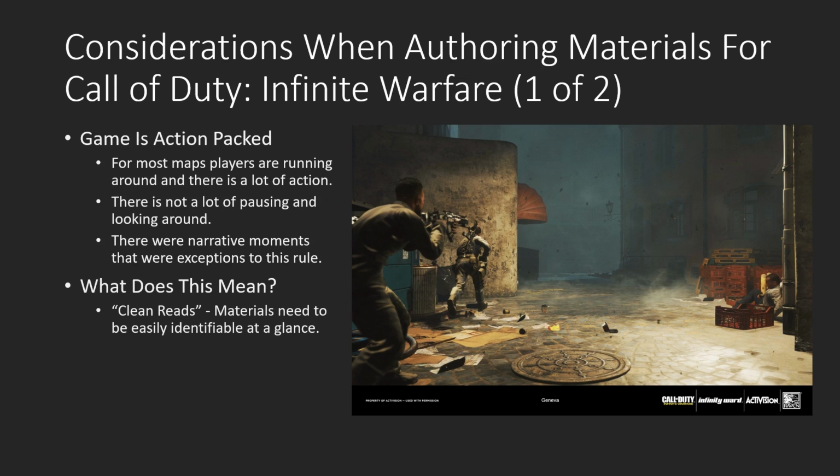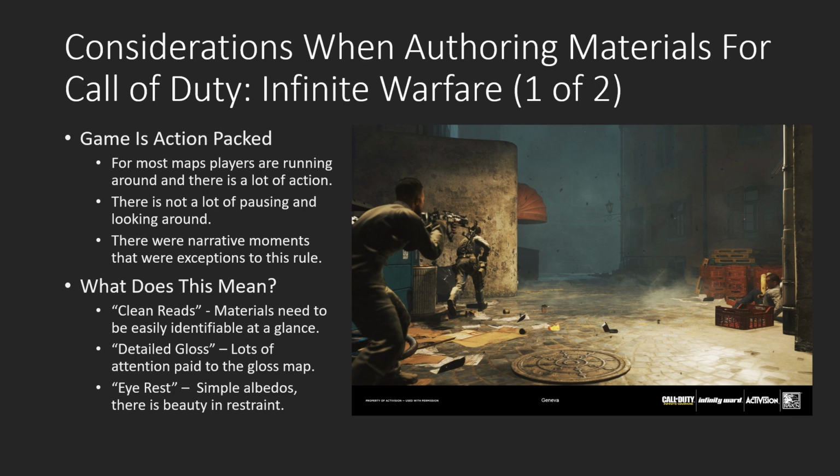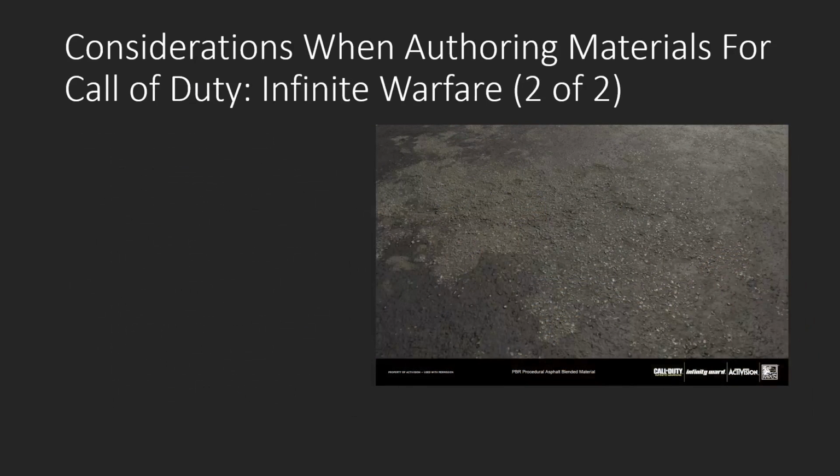So what does this mean? We wanted to make materials that had clean reads that needed to be identifiable at a glance. If you look at this shot, there's plaster, there's cobblestone, and everything's easily visible. You can also look into the shot, and nothing is very distracting. So we had detailed gloss. We paid a lot of attention to the gloss map and eye rest. We had simple albedos that were mostly flat colors, and that's really what you want. Even in any other type of game, you don't want to have a really noisy albedo. And we wanted to have a focus on eye rest, right? So for each shot, if you were to just pause the camera, you could look into it and see pretty easily what was going on.